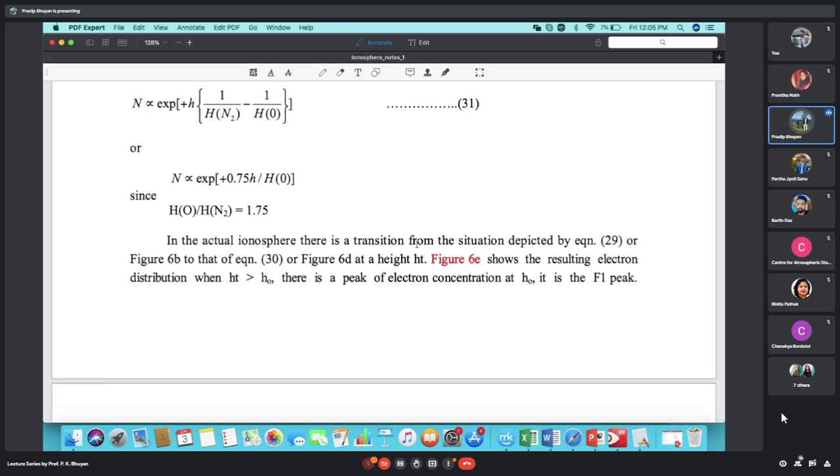Any questions on alpha Chapman, beta Chapman, without taking into consideration the divergence or the transport processes? Keep that in mind. So, no questions?